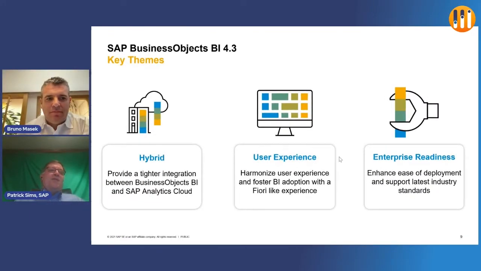And then the other two pillars were hybrid, so that interoperability that we talked about investing in, hybrid use cases, tight integration between BOBJ and the SAC platform. And then, of course, the old enterprise readiness, we're always trying to continually improve anything from audit to lessening downtime for upgrades and migrations and things like that.